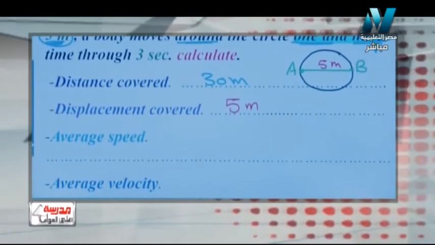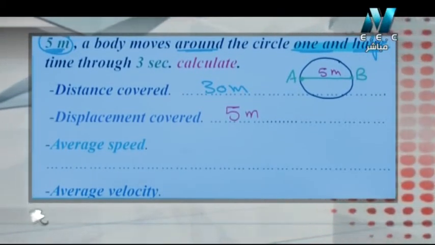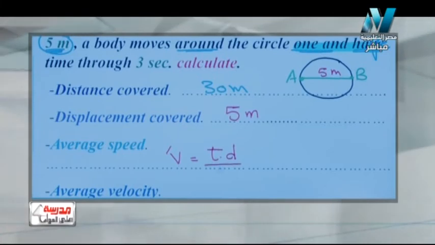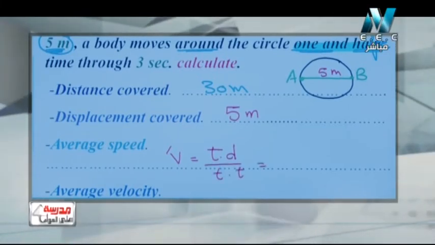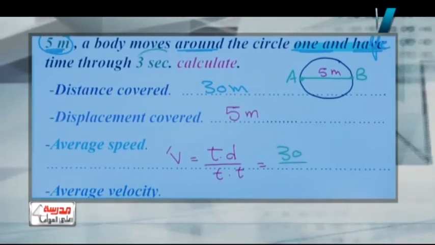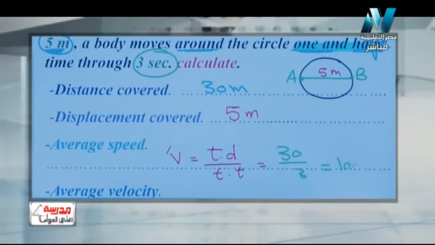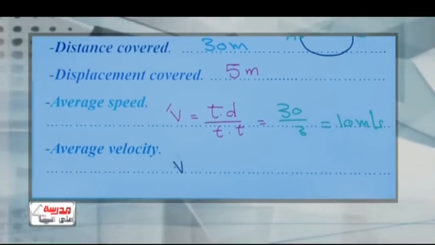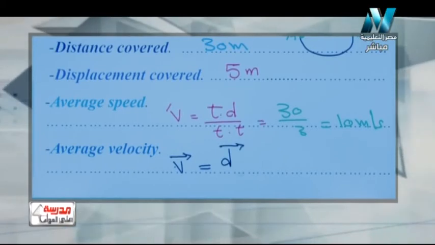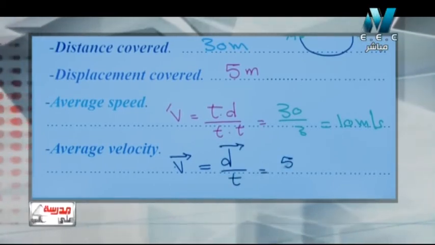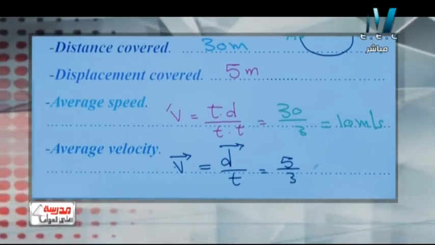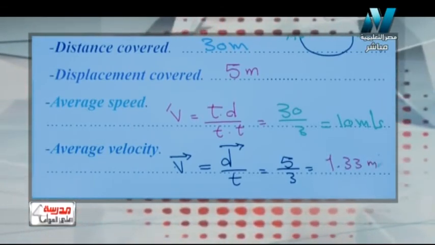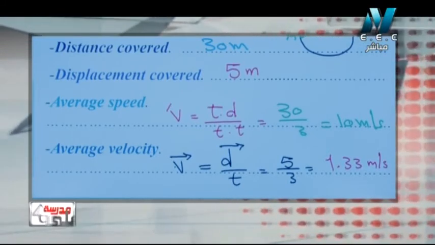Then the average speed. We know average speed is total distance covered over total time taken. So V dash equal total distance over total time, which equal 30 over 3 seconds, so we have 10 meter per second. Then the next one is average velocity. We know velocity equal displacement over time. So displacement equal 5 over 3. Time doesn't change. So here we have 1.33 meter per second. So here we talk about velocity and speed at the same time.